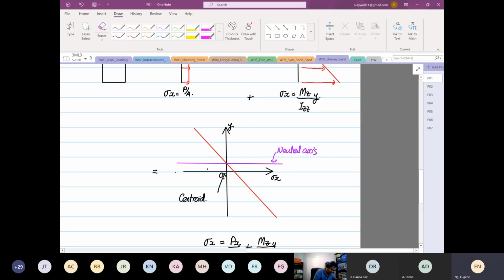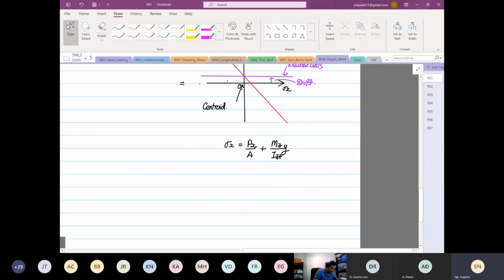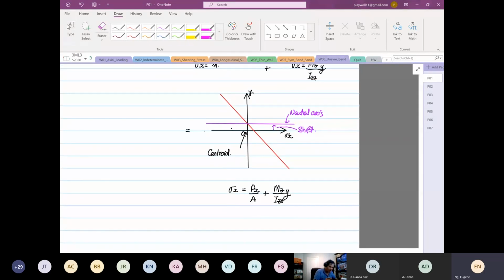So what you see is that there is a shift. That is a very typical characteristic of eccentric symmetrical loading. I'll write down here, this is important to take note. So you see there's a shift. Last week when we did the problems in eccentric loading, the centroid is equal to the what? Neutral axis. For eccentric loading, the centroid is not equal to the neutral axis.